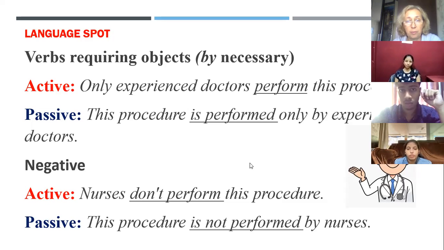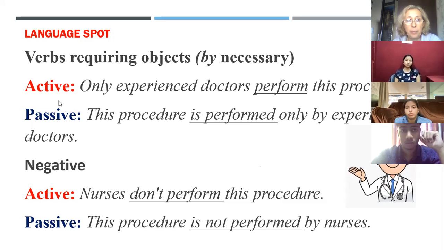By is necessary here. Example of a sentence in the active voice: only experienced doctors perform this procedure. So doctors perform themselves. And passive voice: this procedure is performed only by experienced doctors. So if we do not use by experienced doctors, the sentence doesn't make any sense. So it is necessary.